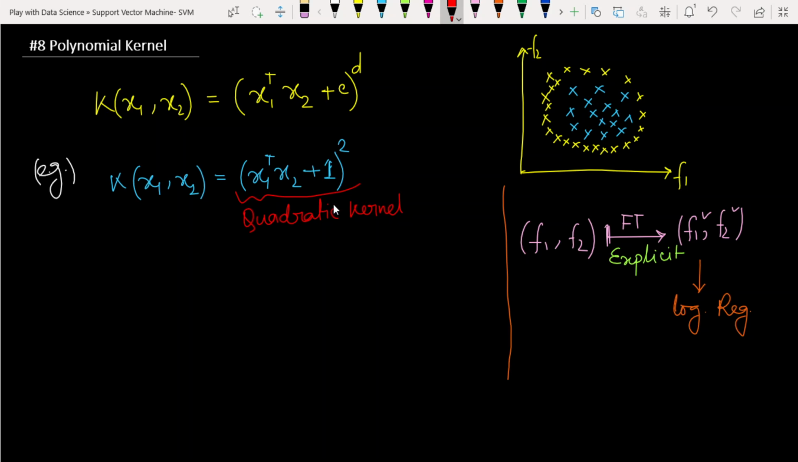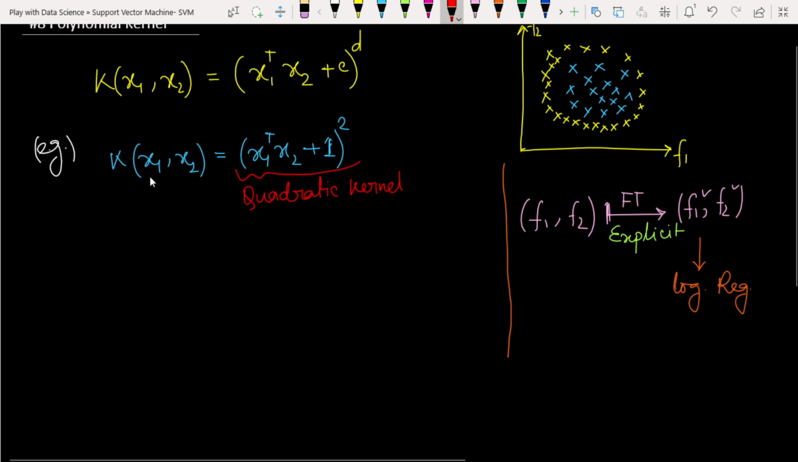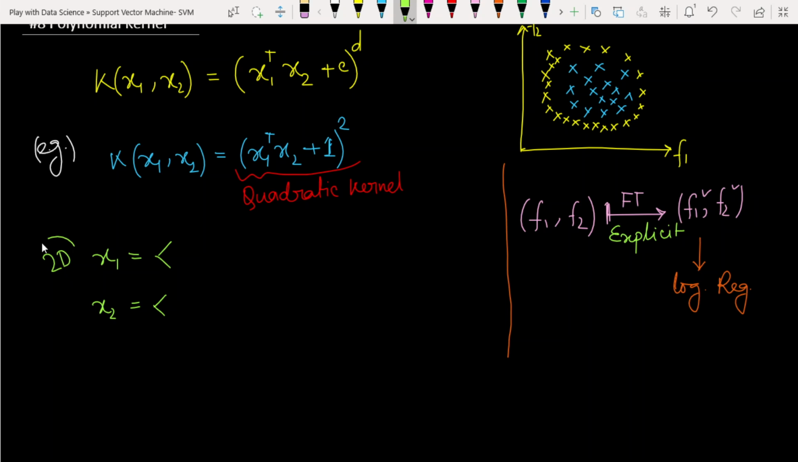This is simple, our quadratic kernel. Now let's take our set of data points in two dimensions. Just for simplicity, I am taking our data points as belonging to two-dimensional space. So here x1 and x2 lie in 2D space.